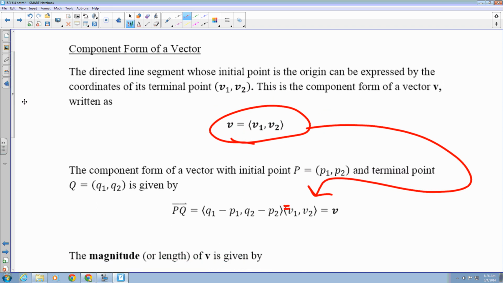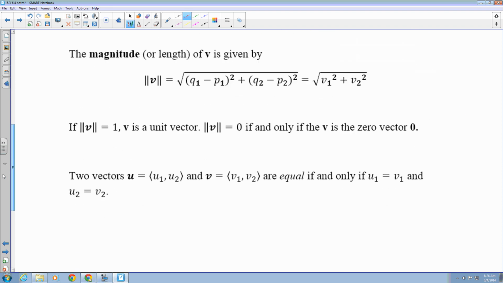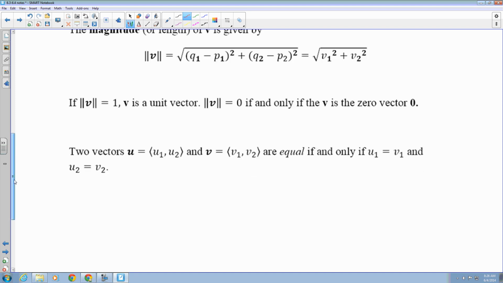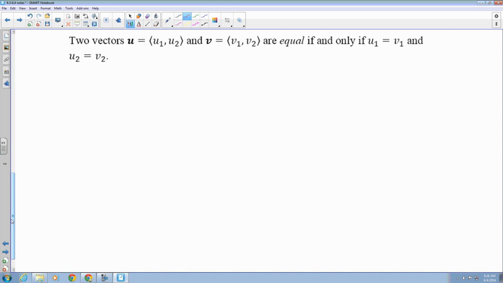Once you have a vector in component form, finding the magnitude is easier because we just take the first term squared plus the second term squared, because you essentially already subtracted the x values and the y values to get it to component form. Note here is if the magnitude of a vector v is 1, then vector v is a unit vector. And the only way that you can have a 0 magnitude is if that is the 0 vector, which is just a point at 0. Two vectors are equal if and only if the two values of component form are equal to the two values of the other component form.